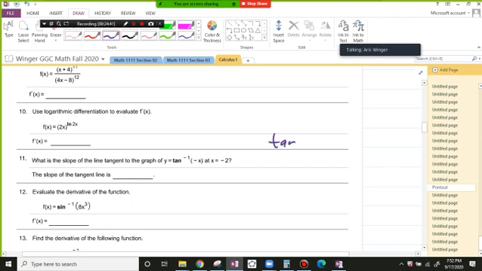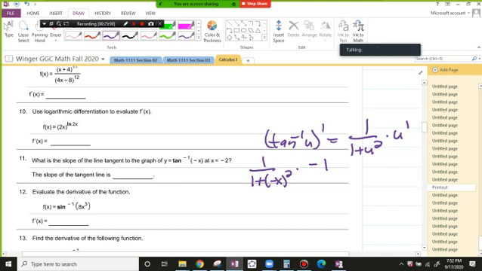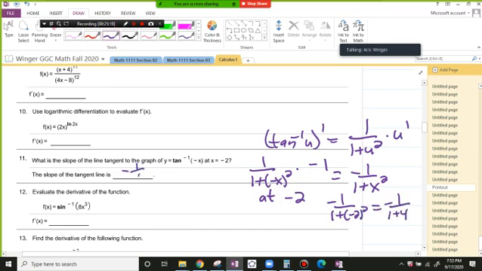Well, we know that the derivative of the inverse tangent of u is 1 over 1 plus u squared times the derivative of u. So this is going to be 1 over 1 plus negative x squared times the derivative of negative x, which is negative 1. This is negative 1 over 1 plus x squared, and we wanted to know this value at negative 2. At negative 2, it's negative 1 over 1 plus negative 2 squared. Negative 1 over 1 plus 4, negative 1 over 5.